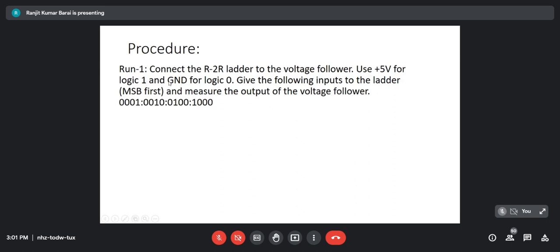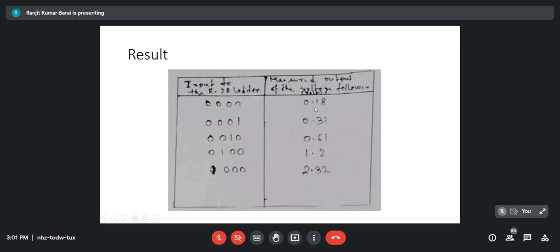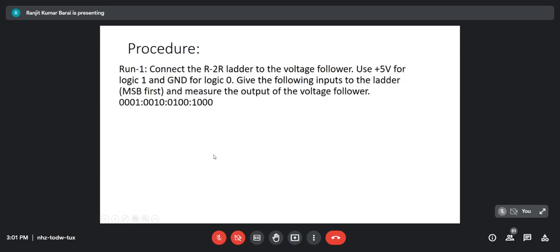So 5 volt for logic 1 and ground for logic 0. Give the following inputs to the ladder. Measure the output of the voltage follower. We will show you a small video later on. So I hope you understood what is being done. You are applying some bit pattern. This is the first time this one, second time this one. This colon means 1 by 1. Second time this one, then this one, like that. So you do this patch up manually.